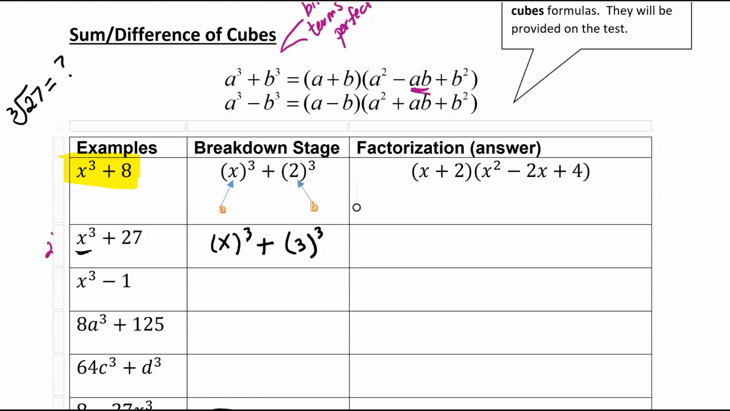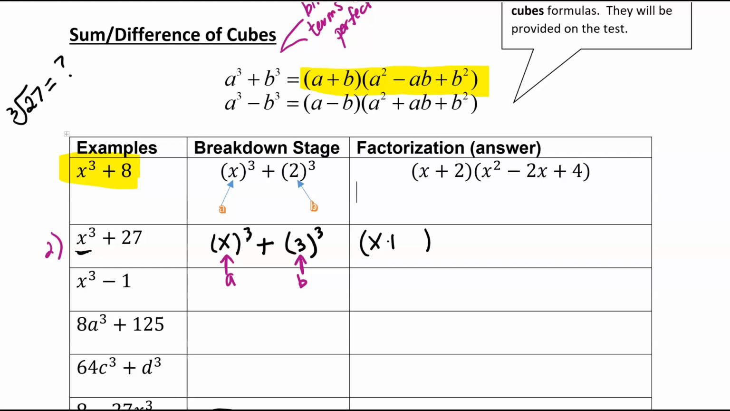It would be 3. 3 cubed. So here we have that our a is x and our b is 3. We're going to follow the formula above. We're going to follow this formula here because it is a sum of cubes formula. So the first parenthesis is a plus b. So our a for this case is x.